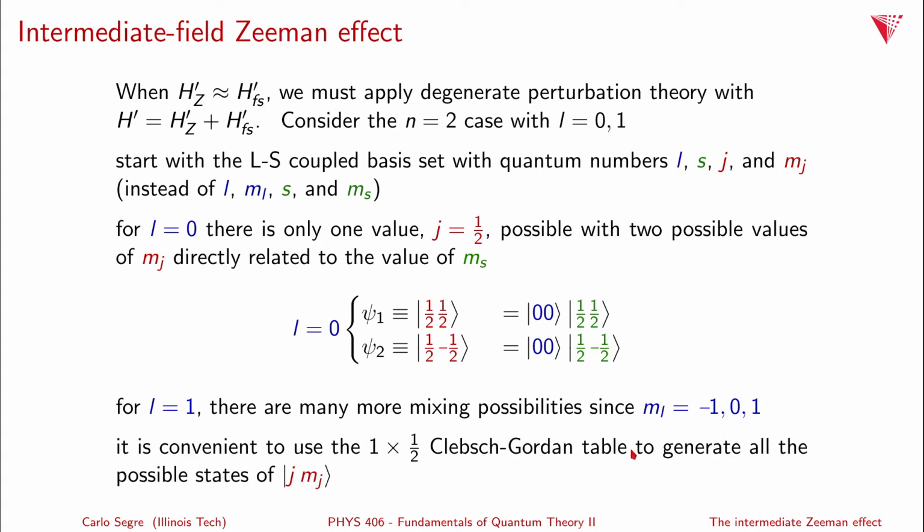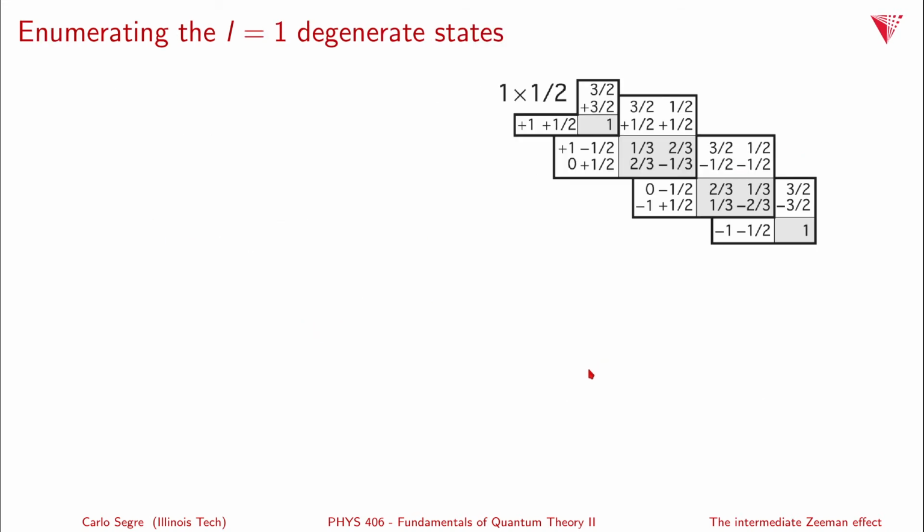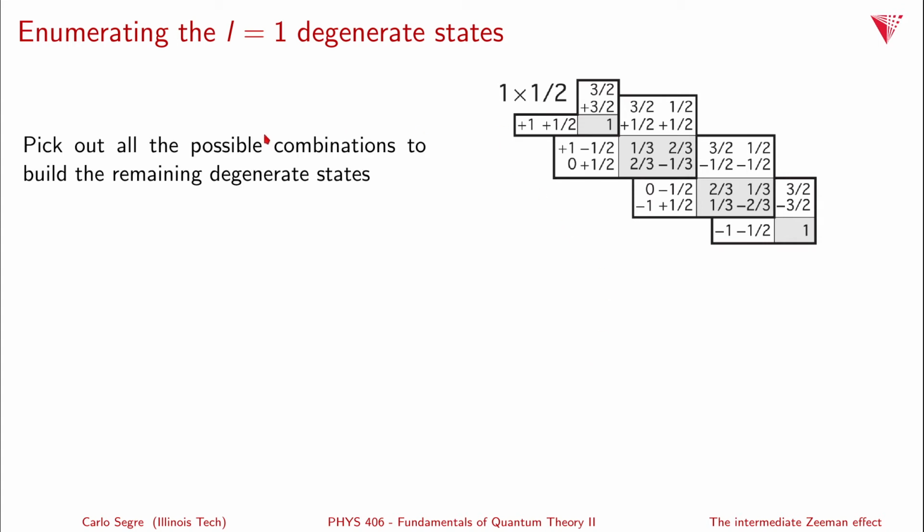So what we're going to do is use the 1 by 1/2 Clebsch-Gordan table to generate all the possible states of J, M sub J, and break them into product states of M sub L and M sub S. I've listed here the Clebsch-Gordan table entry for 1 by 1/2, and we'll start by picking out all the possible combinations to build the remaining degenerate states. The first one, for L equals 1, these are all for L equals 1, we'll call psi 3, which is a 3/2, 3/2 state, which is up here.